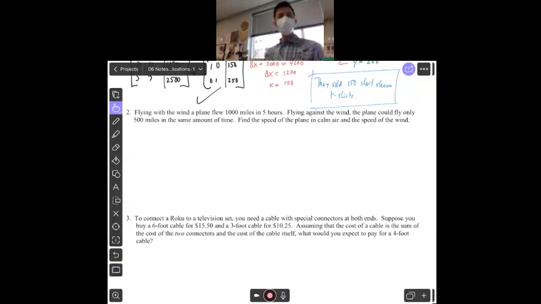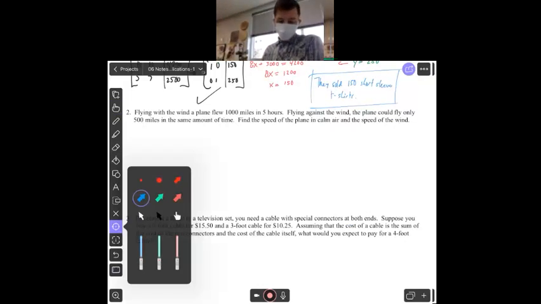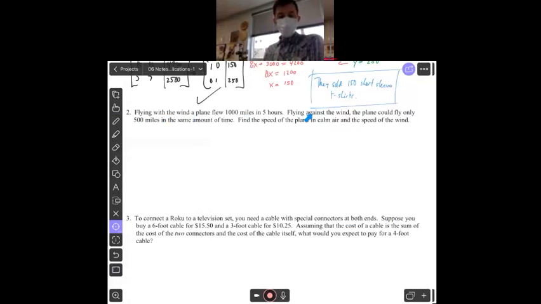Next one's a little trickier. It depends on you guys knowing something about a common physics formula. Again, it's a very common formula, so it shouldn't be too big a deal. But again, first thing I would do is just read through the problem real quick, just get an idea what's happening. So it says flying with the wind, the plane flew 1,000 miles in 5 hours. Flying against the wind, the plane could fly only 500 miles in the same amount of time. They want us to find the speed of the plane in column A and the speed of the wind.